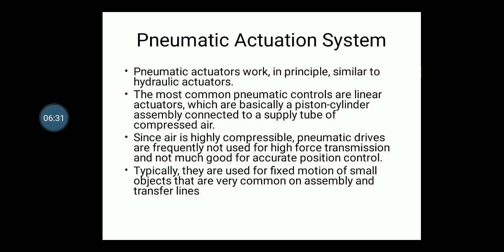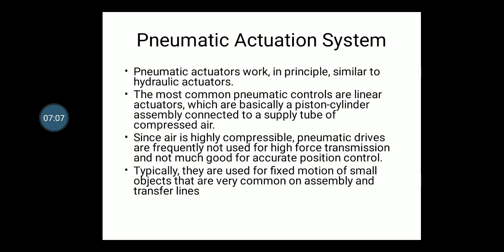For example, suppose there is a plant, and in that plant it is very critical to open the valve, right? In that case we will not use pneumatic, because we don't have very good control in the pneumatic actuation system. And the other disadvantage is that we cannot use it for high force transmission, right? Because using the pneumatic principle, we cannot control any valve which is very heavy. That is a high load. We cannot use it for a high load.